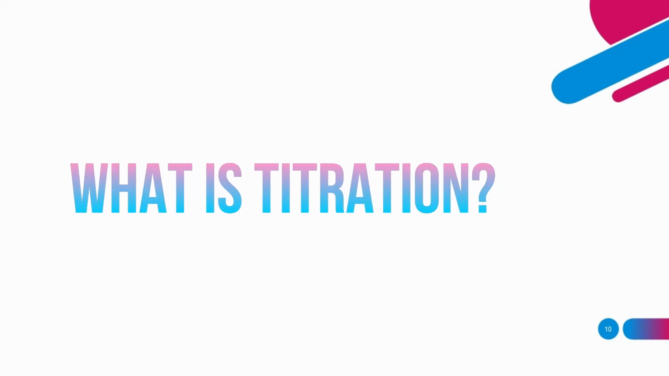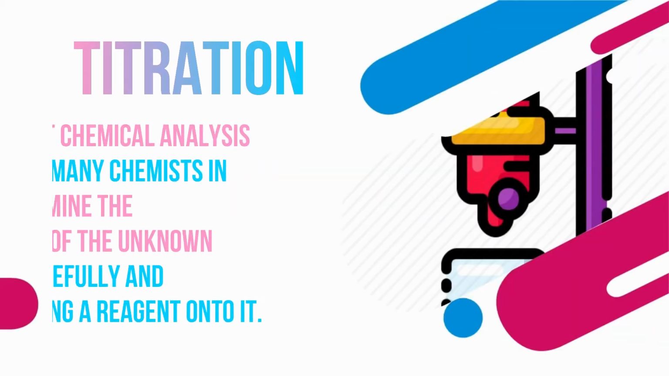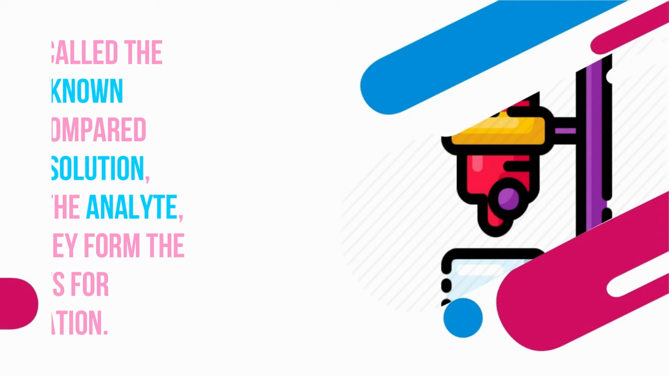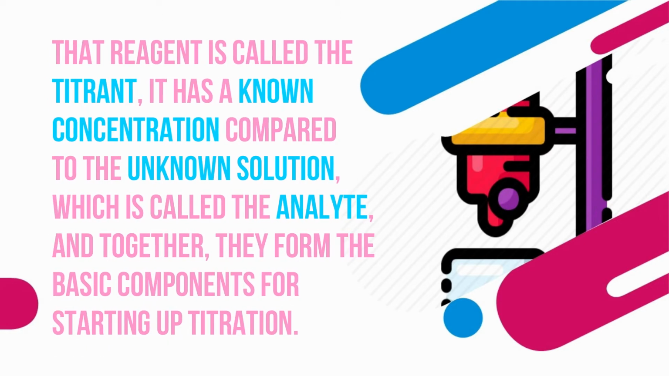Now what is titration? Titration is a type of wet chemical analysis that is used by many chemists in order to determine the concentration of the unknown solution by carefully and gradually adding a reagent onto it. And that reagent is called the titrant. It has a known concentration compared to the unknown solution, which is called the analyte. Together, they form the basic components of starting up a titration.